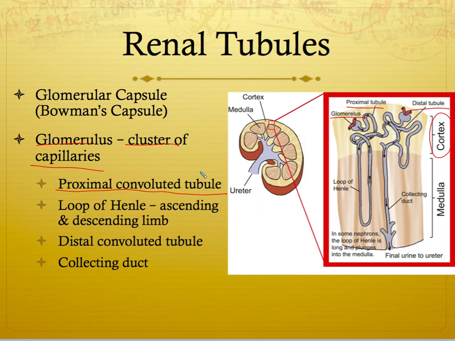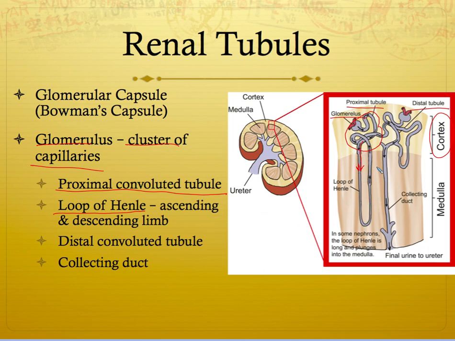Proximal being first, convoluted being twisted, tubule being a tube. So if you look up here, this proximal tubule has a lot of twists and turns to it. Okay, and eventually it goes down. You see this arrow going down this way, and this is called your loop of Henle, which goes from the cortex into the medulla of the kidney, which is really important. So we'll talk about what happens here in a second.